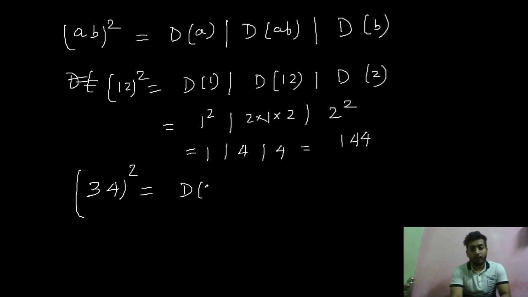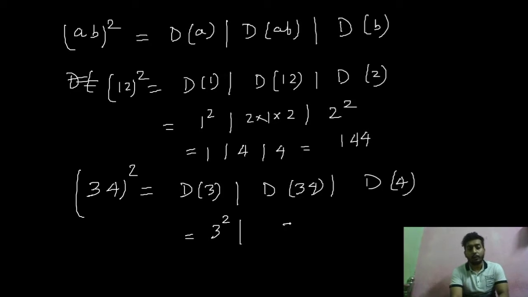So what will be the square of 34? Then we have to find the duplex of 3, the duplex of 3 4, and the duplex of 4. The duplex of 3 will be 3 square, the duplex of 3 4 will be 3 into 4 into 2, and the duplex of 4 will be 4 square. So that is 9 slash, 4 3s are 12, 12 2s are 24, slash 16.